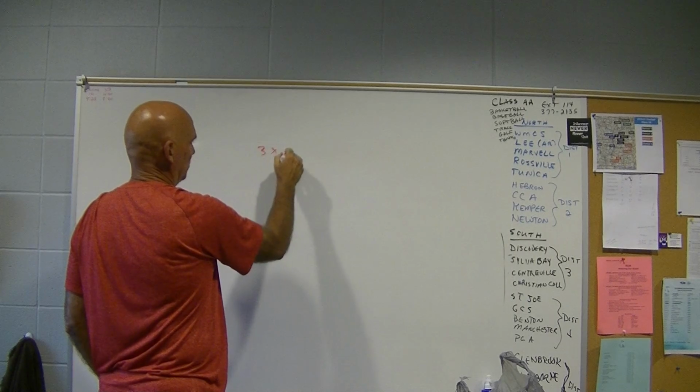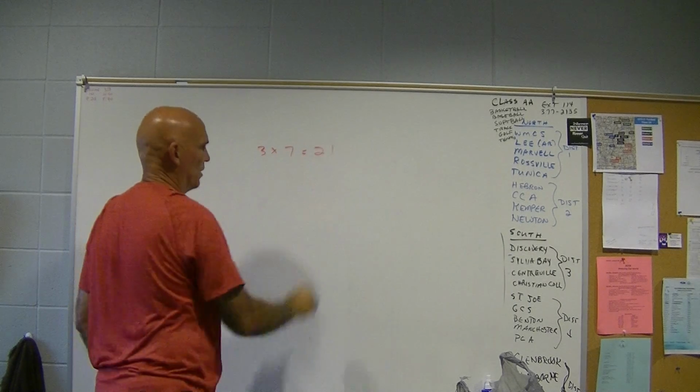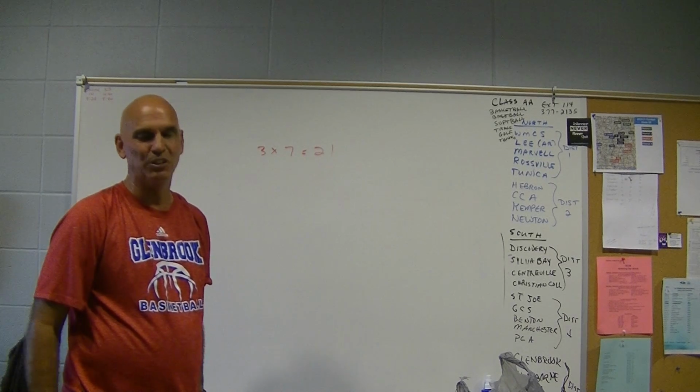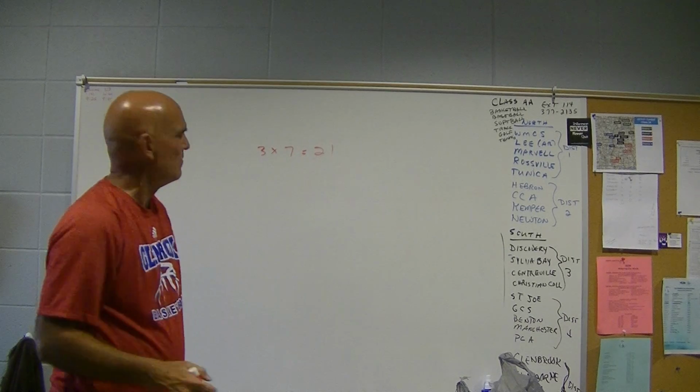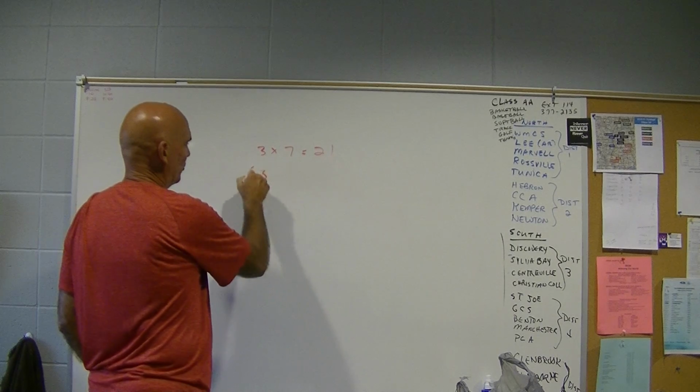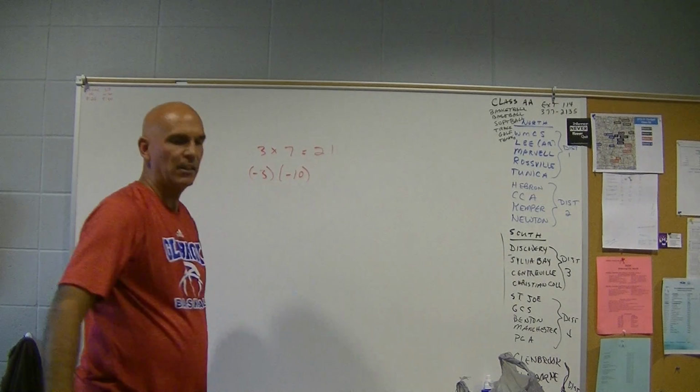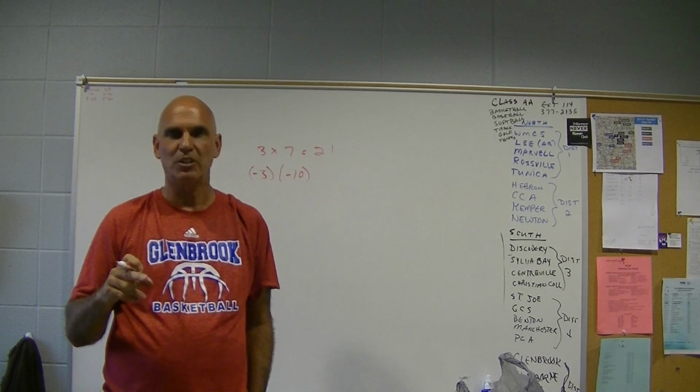3 times 7 is 21. Get good at your timetables. If you don't know how to multiply, practice your timetables because you need to be able to do those fast, all right? Okay, so the question is, what is negative 3 times negative 10? Negative 3 times negative 10. A negative times a negative is a positive.